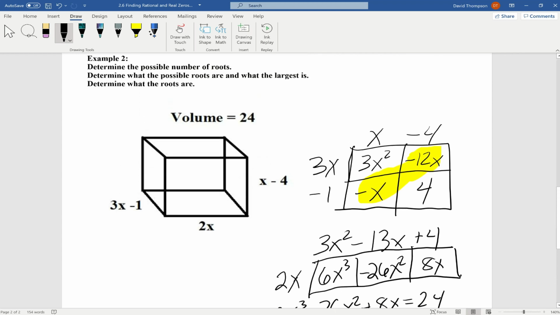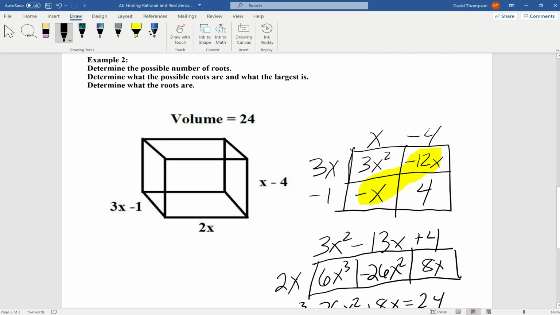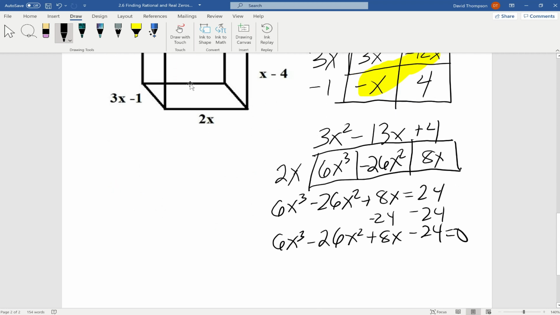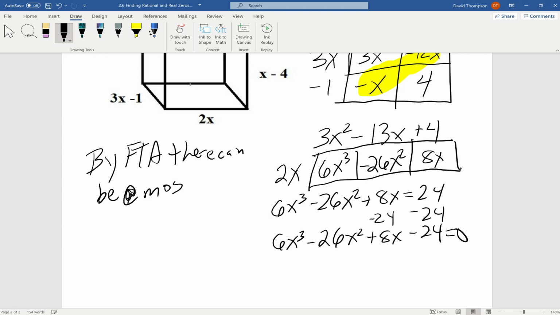Now we can start answering questions. Determine the possible number of roots. So by the fundamental theorem of algebra, or FTA, there can be at most 3 roots. Now we want to figure out what the possible roots are.